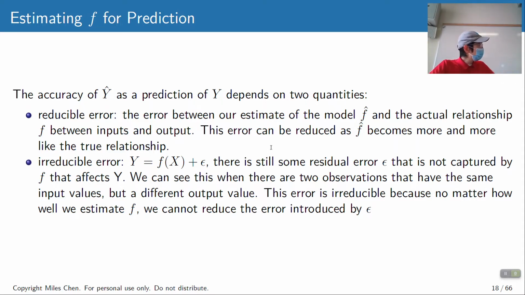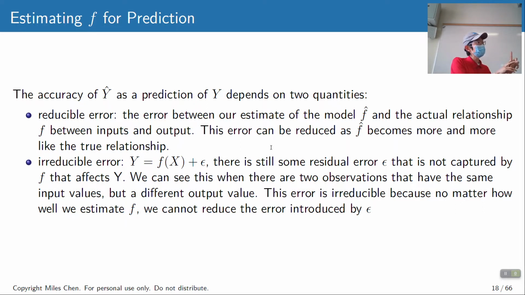Accuracy. The accuracy of our prediction depends on two different things, and we're going to split this into reducible error and irreducible error. Reducible error is the difference between the model we've created, that's f hat, and the true relationship that exists. Again, the true relationship is unknown to us, and we're trying to figure that out. This is the model that we predict, and we want these two things to be as close together as possible.